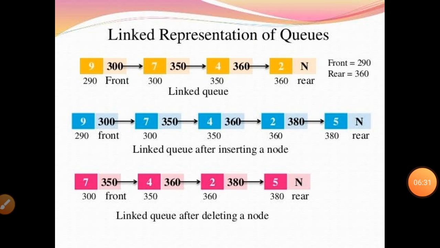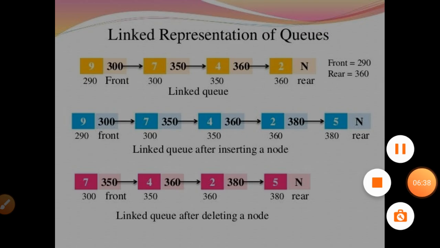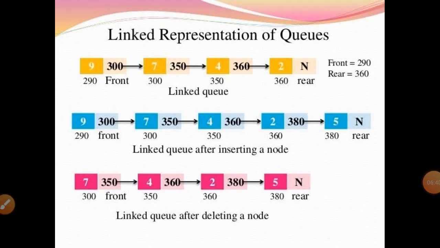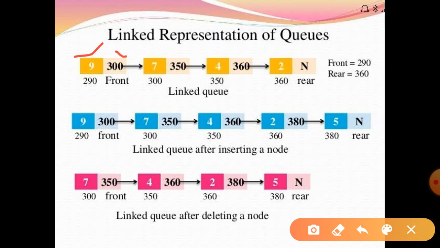Next, the representation of queues by using a linked list. Here we already know what a linked list is. A linked list is a collection of elements. Here each node is having two parts: one is the address part, another one is the information part. Here also see the linked list. This is the address part, this is the information field.